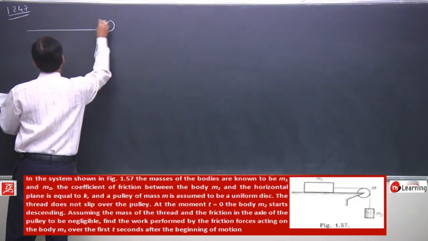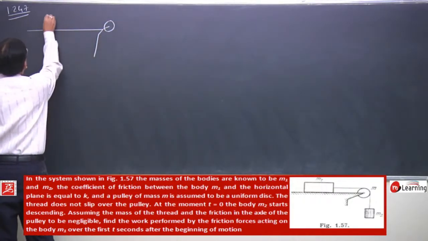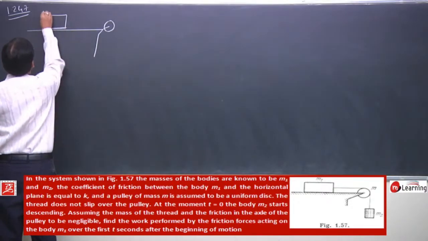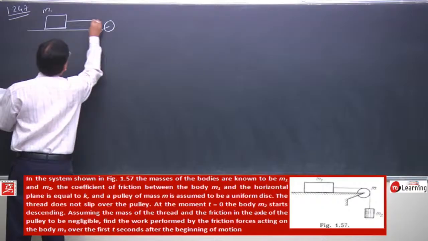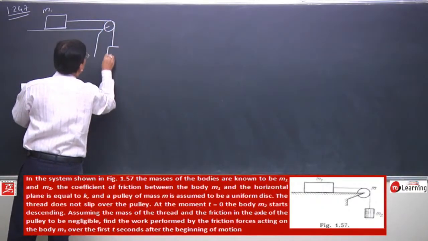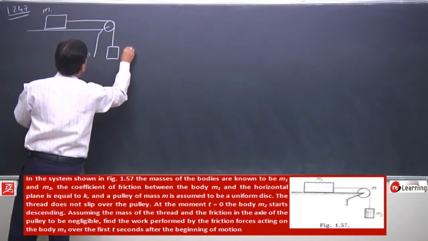Let me draw that figure first. There is a mass m1 here. There is a thread and a mass m2.